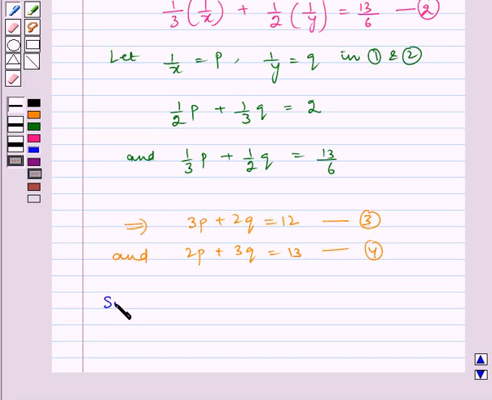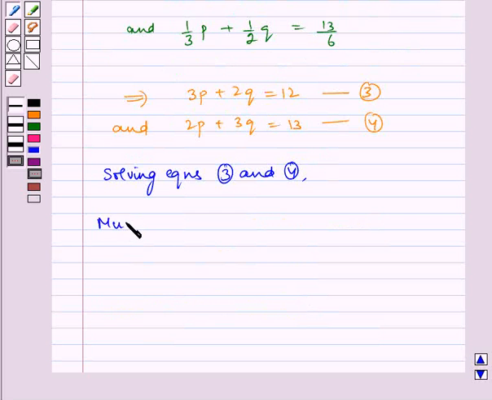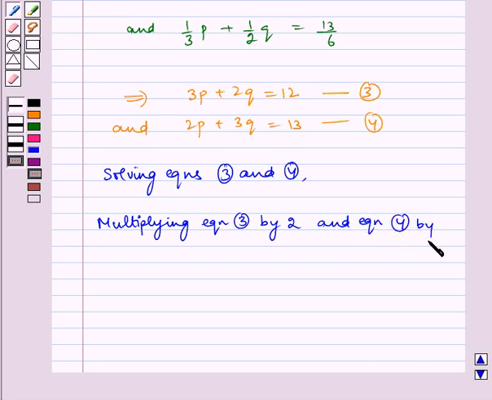Now, solving equations 3 and 4, multiplying equation 3 by 2 and equation 4 by 3, we get 6p + 4q is equal to 24, and 6p + 9q is equal to 39.